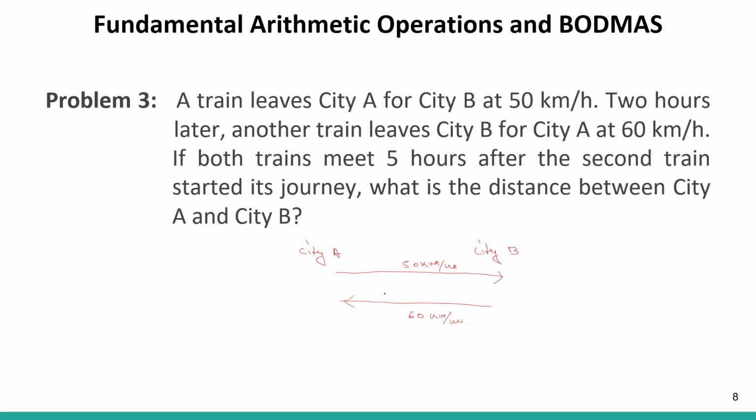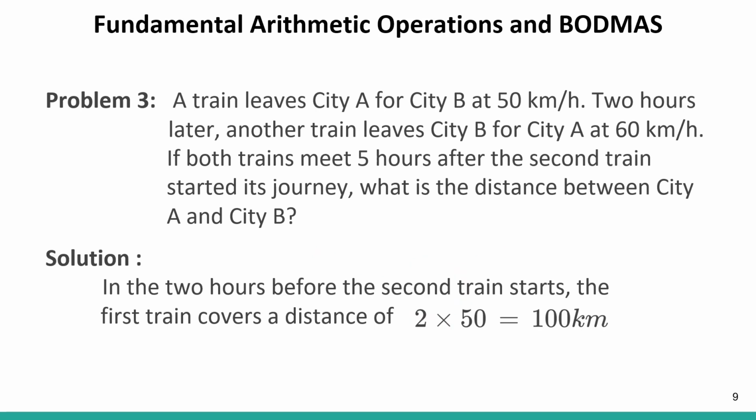If both the trains meet 5 hours after the second train started its journey, then what is the distance between city A and city B? Let's see. In the 2 hours before the second train starts, the first train covers a distance of 2 into 50, since the first had a speed of 50 kilometers per hour, so it will have covered 100 kilometers from A. The train will be here.